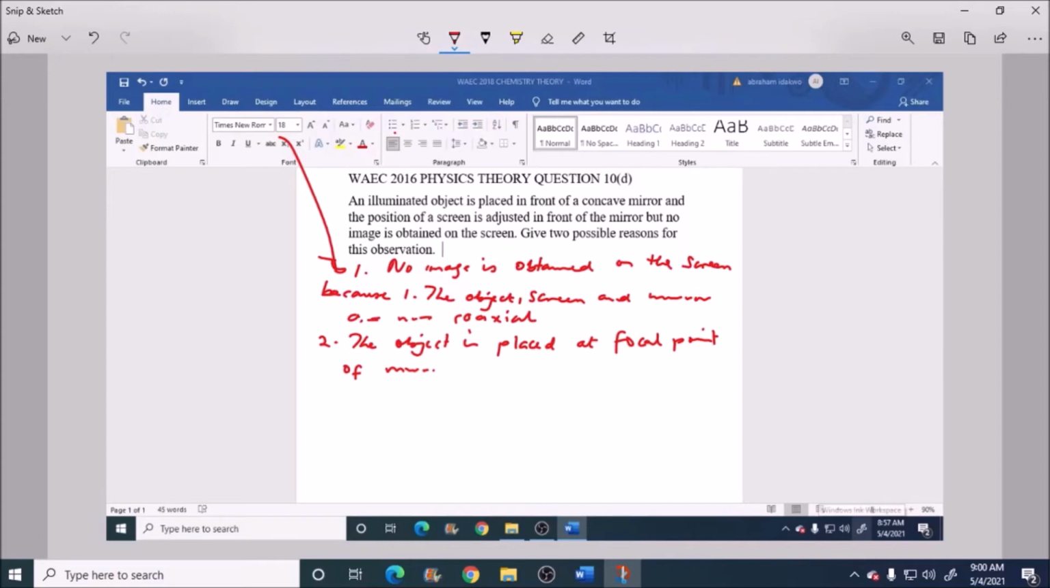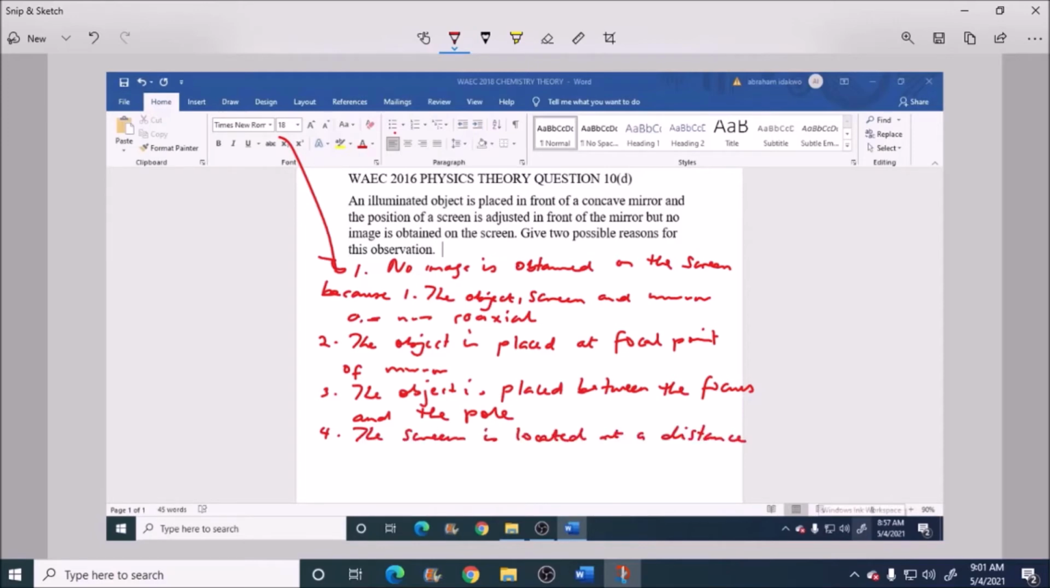And then number 4, the screen is located at a distance less than or greater than the actual image distance.